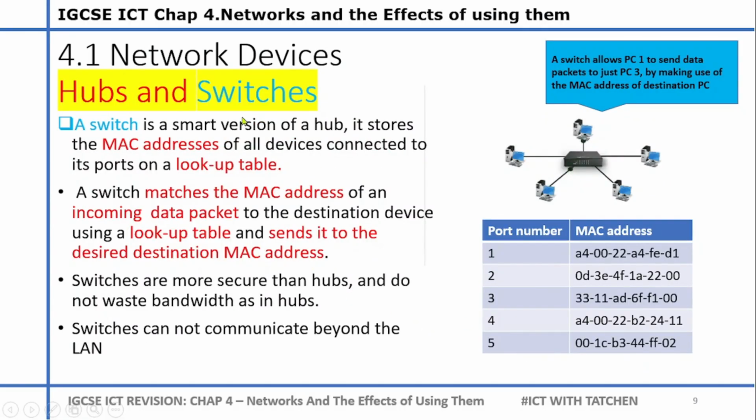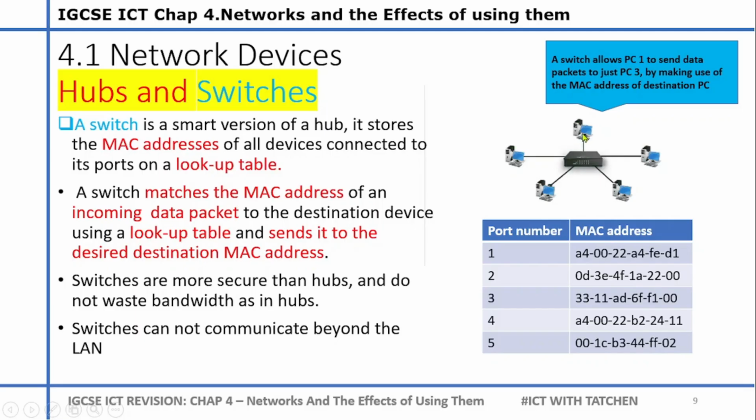Now the next thing is a switch. So very often we'll say a hub is like a dumb version of a switch, or they say a hub is dumb and the switch is smart. So basically a switch is a smart version of a hub. It stores the MAC addresses of all devices connected to its ports in a lookup table. So when you have a switch, any computers connected to that switch, it uses a lookup table like this, which stores all the MAC addresses of the different computers.